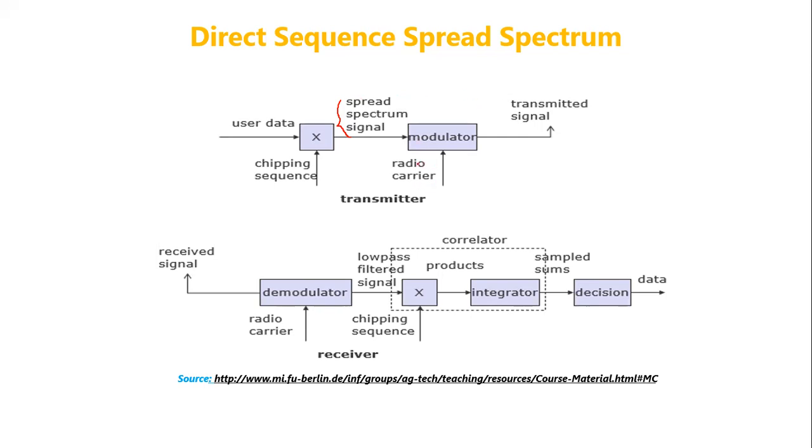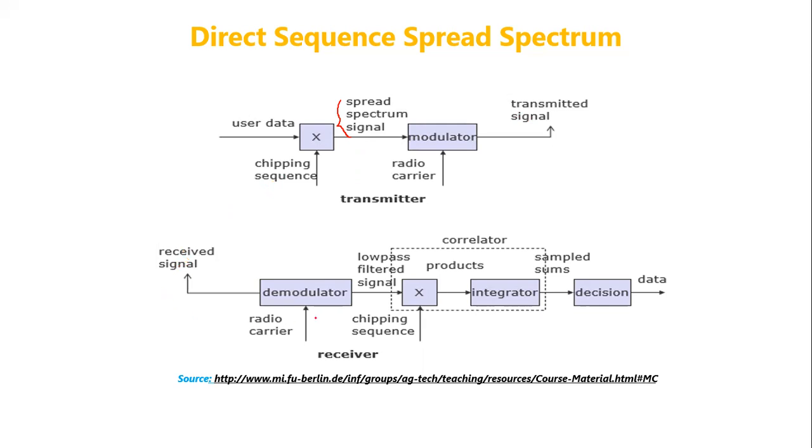The spread spectrum signal is modulated with a carrier signal. Using a carrier wave, the spread spectrum signal is modulated. Once it is modulated, it will be converted to a high frequency signal, and this high frequency signal will be transmitted over the wireless medium. The transmitted high frequency signal will be received by some receiver.